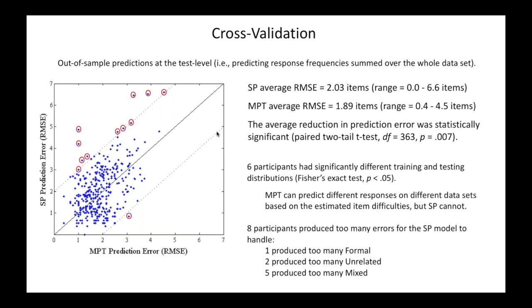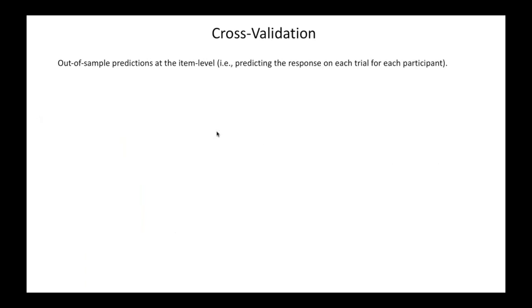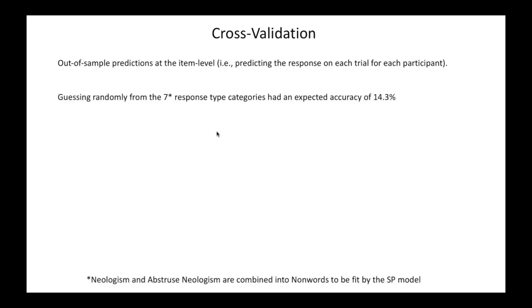both theoretically and quantitatively. So at the item level, we're guessing the response for each trial, for each participant. If you just randomly guess one of the seven response types, where we collapse the non-words into one category for the network model, we have an expected accuracy of 14.3%. You're just randomly guessing responses, so you have about a 14% chance of getting it right. However, you look at the training data and you realize most of these responses are correct. I'm just going to guess correct responses all the time and assume that people with aphasia never make errors. This is not a very good theory of picture naming, but it's predictive at 55.8%. You just do that.